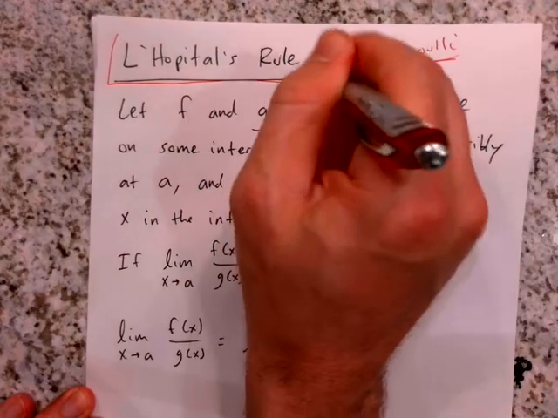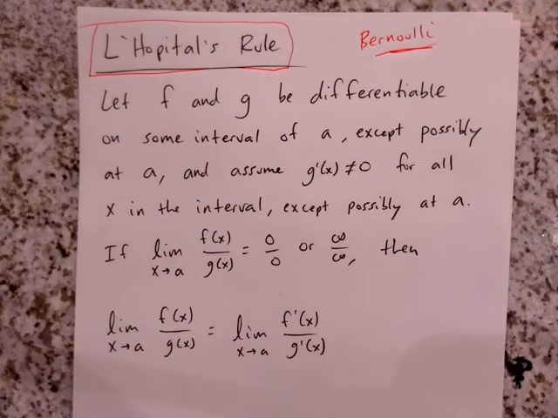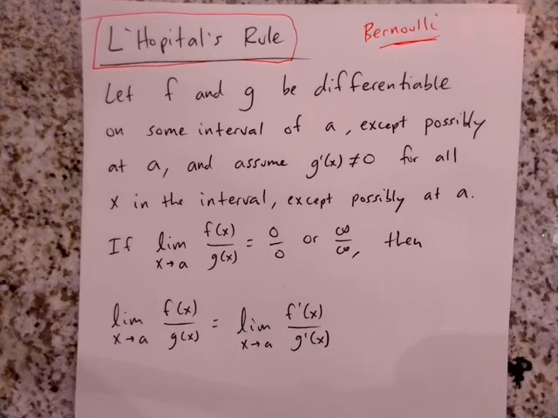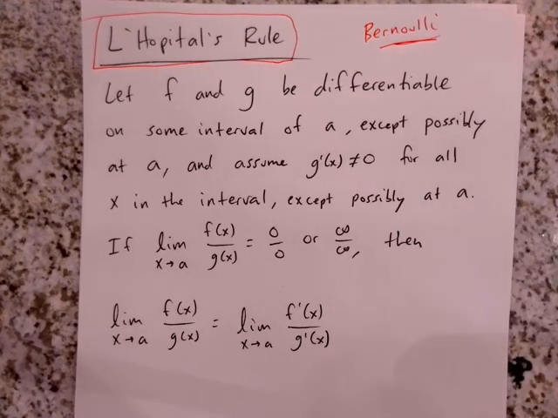So, L'Hopital's rule. This is a rule that will be tremendously useful for finding limits. It is an extraordinarily powerful tool when you want to find a limit. So here is the rule. Let f and g be differentiable functions on some interval of a, except maybe at a, and assume that g prime is not always 0, although it's okay for it to be 0 at a.